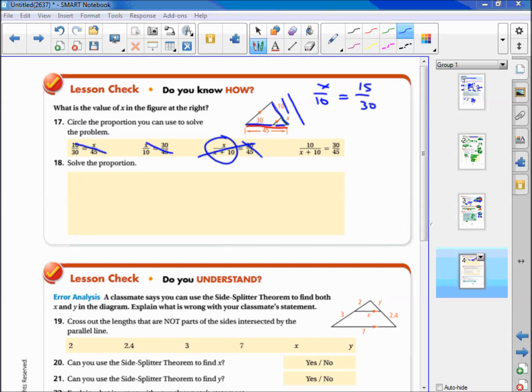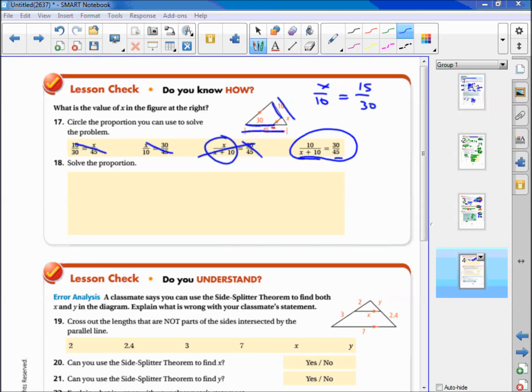So now we're down to the one that we already know by process of elimination, but let's talk about why it's correct. The 10 is this length, and that corresponds with the 30, so 10 and 30 are both on top. And then the big length is 45, so that goes on the bottom, and the big length here is x plus 10, so that goes on the bottom. So this is the one that's going to work.